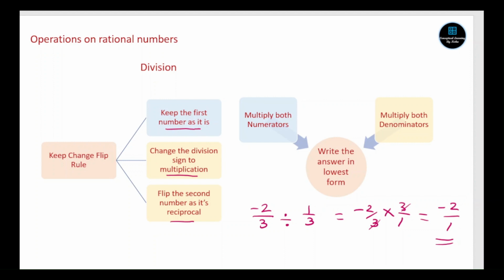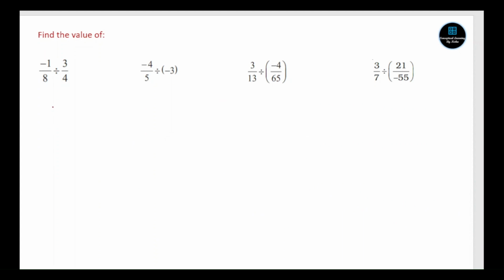Let's solve some more questions. Now we have to divide them. Keep, change, flip rule. Don't forget, for division of fractions and rational numbers, everywhere we can apply this very important rule. So keep the first number -1/8. Change the division sign to multiplication and flip the number, meaning take the reciprocal, so 4 over 3. I can cancel out this 4: 4 1 times, 4 2 times. So what do we get? -1 into 1.